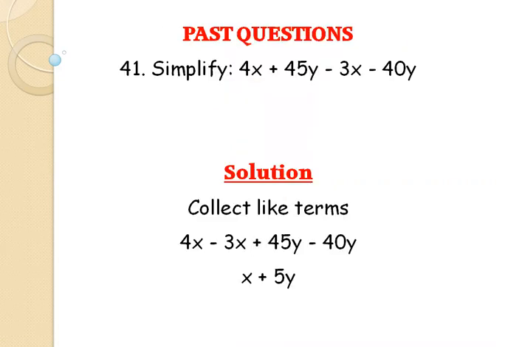Question 41 says simplify 4x plus 45y minus 3x minus 40y. So the first thing you need to do is to collect like terms. Bring all the ones that have x together and all the ones that have y together. So I'm going to say 4x minus 3x plus 45y minus 40y. Can you see that? 4x minus 3x is x and 45y minus 40y is 5y. So x plus 5y. Is that taken?